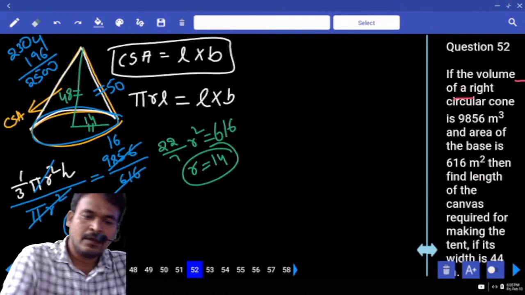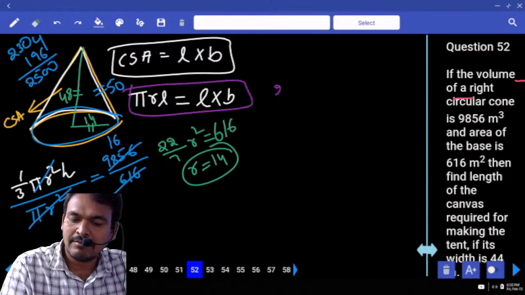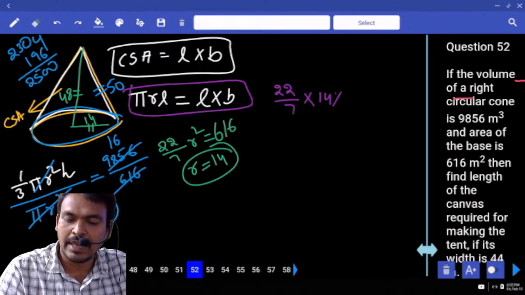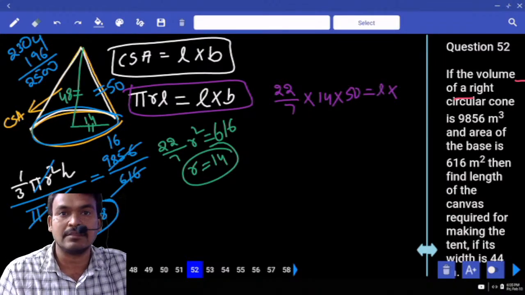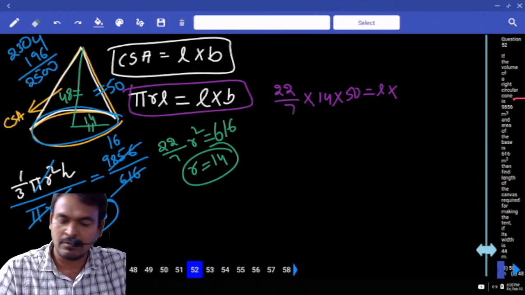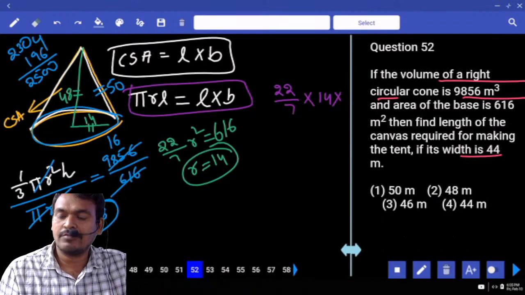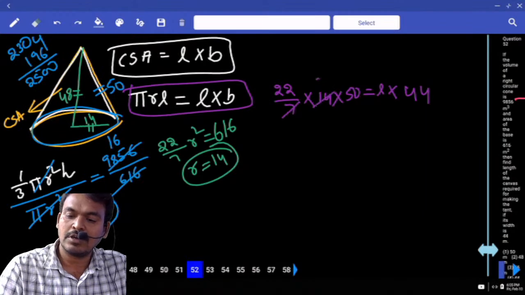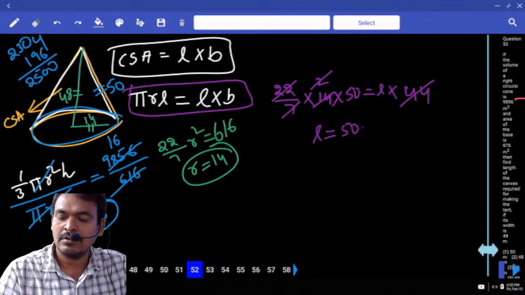Substitute the values. Left hand side pi, pi means 22 by 7 into r. What is the radius value? 14 into L value, slant height 50. That is equal to length of the cloth into what is the breadth value? What is the width of the cloth? 44 or not. Means into 44. 7 how many times? 14. 2 times. 22 into 2, 44. Cancel or not. The length of the canvas is how many meters? 50 meters or not.